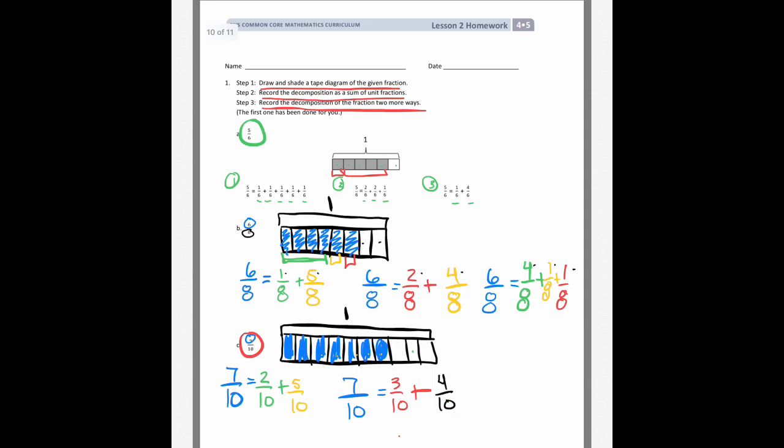It's a mouthful. All right, and one more way that we could do this is we could say 7/10 is equal to, let's use a different color. We'll just use this 1/10. And then the rest, the 6/10. So 1/10 plus 6/10 equals 7/10.